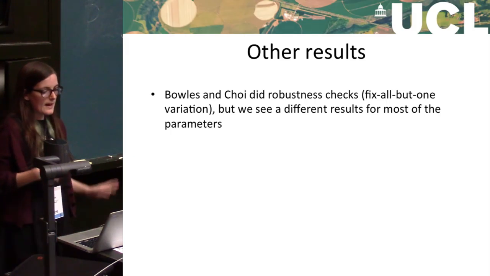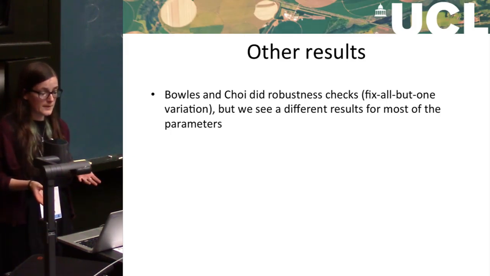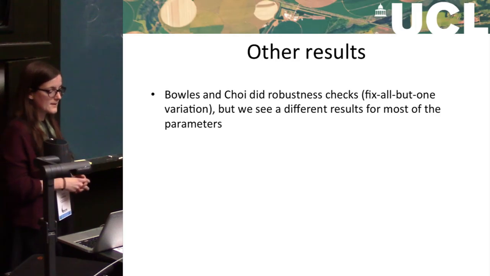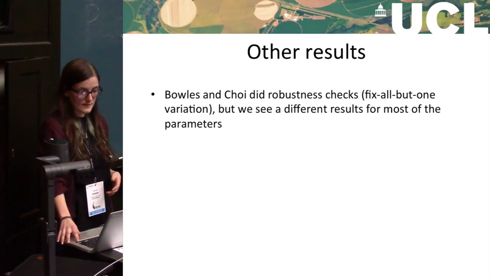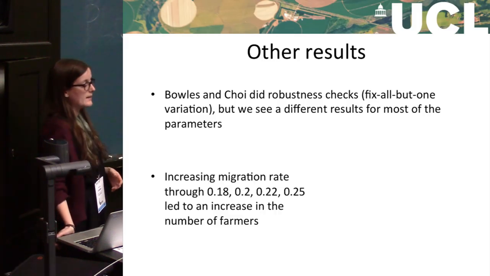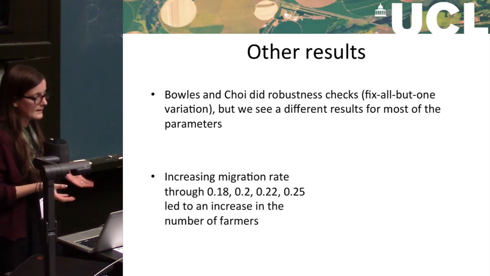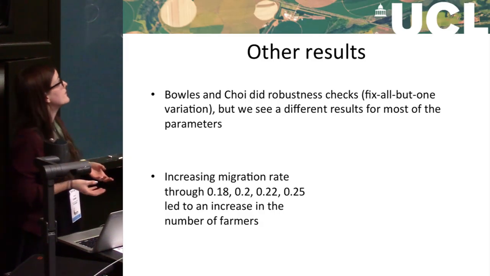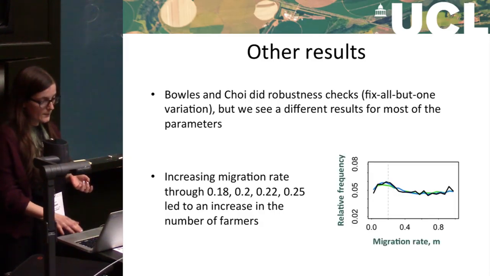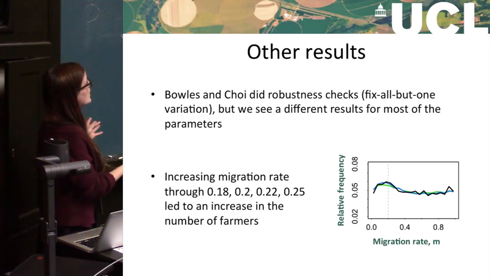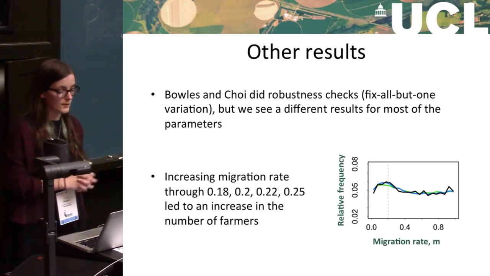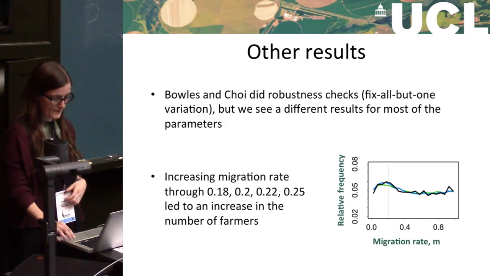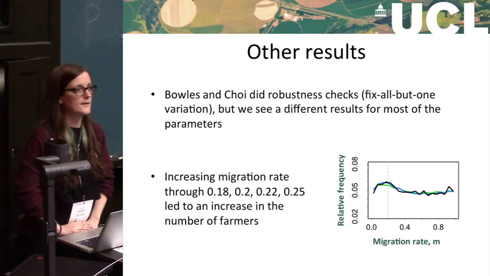So other results, as I said, Bowles and Choi did do some robustness checks, which was this fix all but one variation. But we see some different results to theirs. So one of them was for migration rate. They found increasing this led to an increase in the number of farmers. But when we varied it from 0 to 1, we actually found that it didn't have an effect overall. So this would be something perhaps you want to investigate further, the effect of migration on farming.